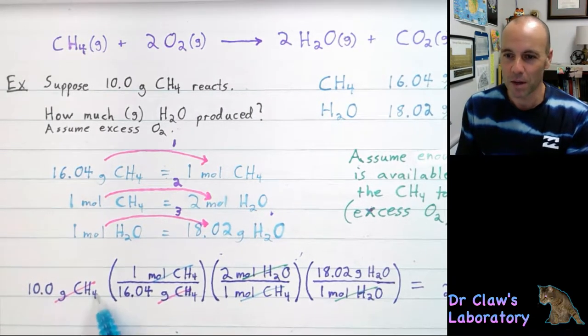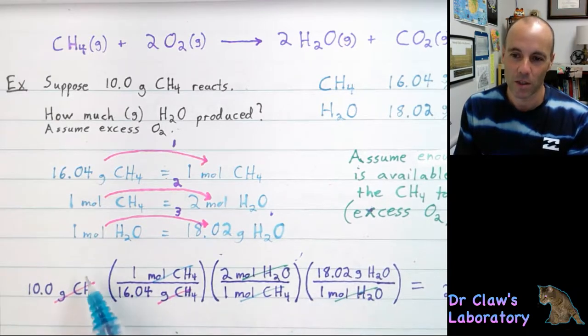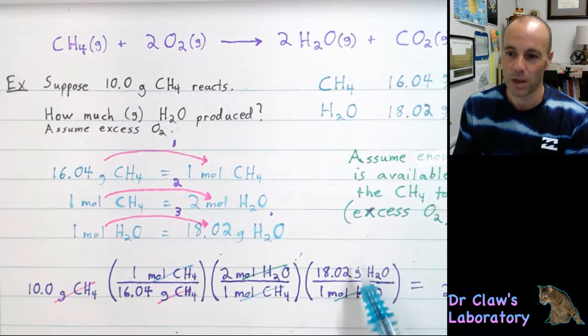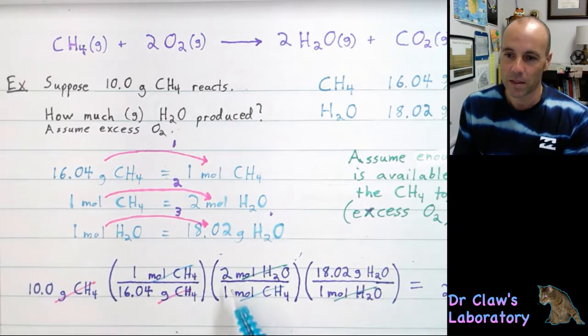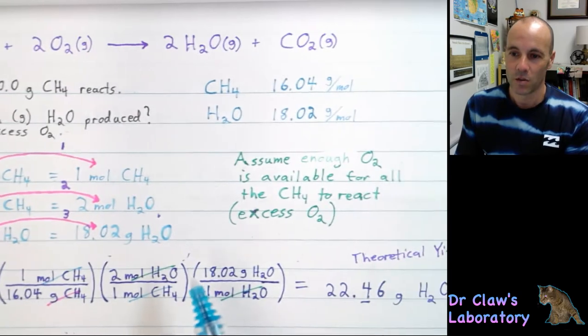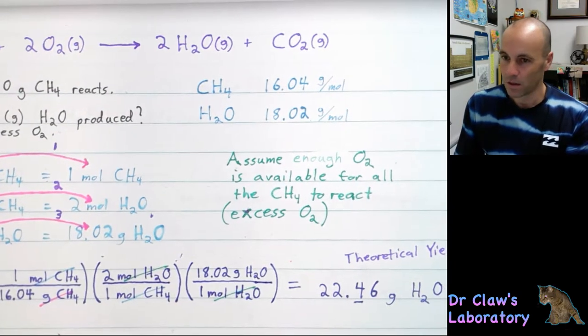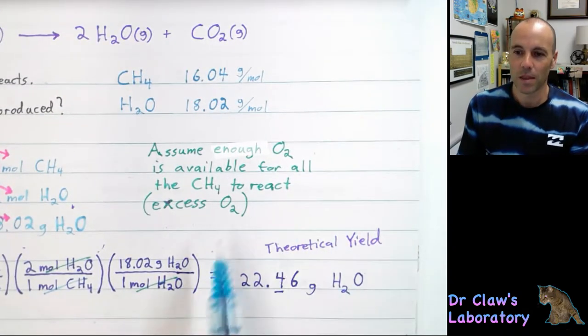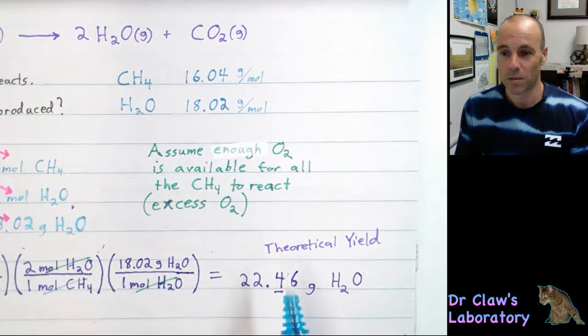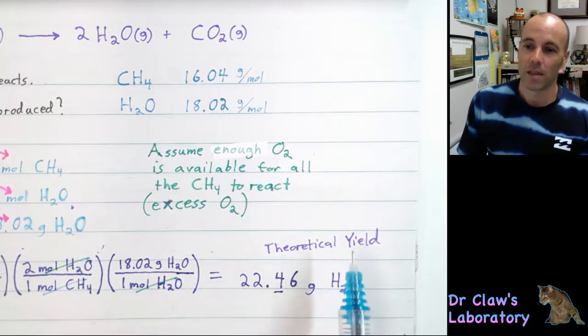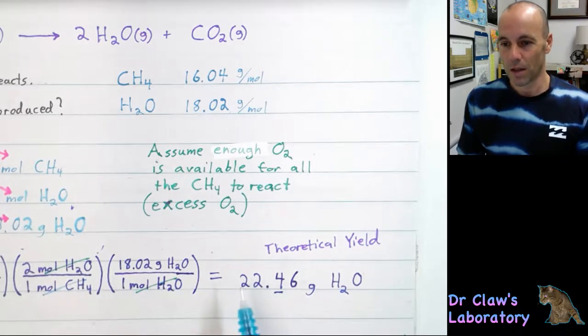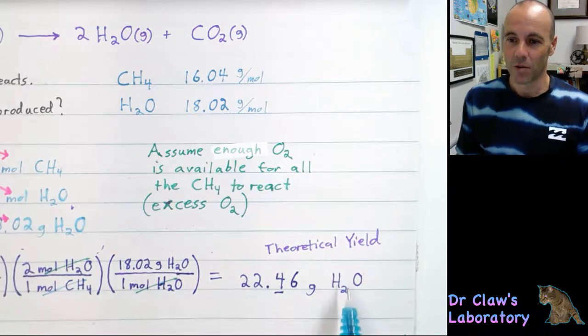So you take your 10 grams of methane, convert it to moles, convert moles of methane to moles of water, to grams of water. And you can see the units canceling in each case, and you're left with units of grams of water. And then the numbers multiply together to give you 22.46 grams of water. So this would be the theoretical yield of water that's produced if 10 grams of methane react. So that would round to 22.5 grams of water.